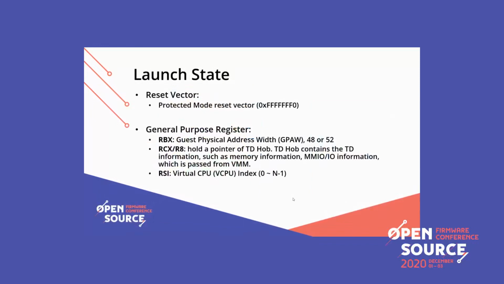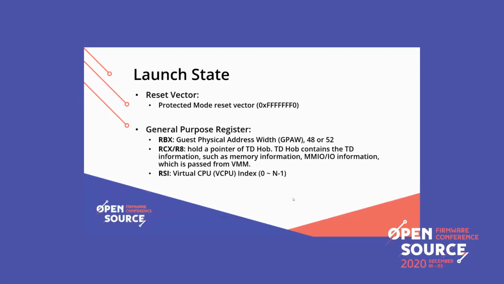A TD starts from the protected mode reset vector. The address is the same as the 16-bit real mode entry point, FFFFFFF0. The initial state of the general purpose registers has some special meanings. For example, EBX holds the guest physical address width information, also known as GPAW. The GPAW is either 48-bit or 52-bit. If GPAW is 48-bit, then the guest uses four-level paging. If the GPAW is 52-bit, then the guest should use five-level paging.